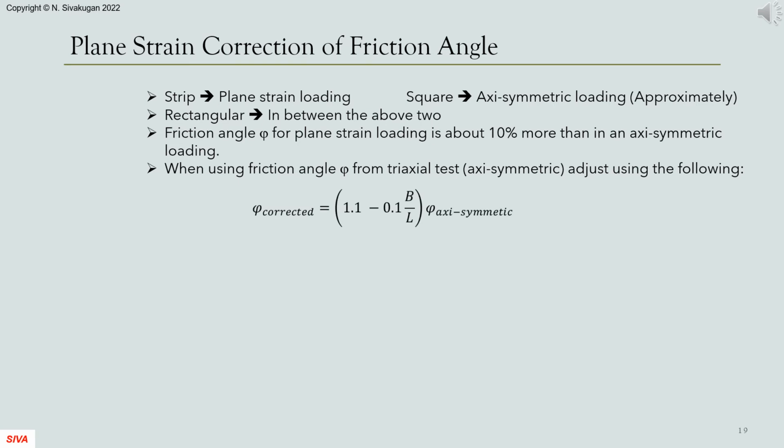The friction angle phi is about 10% larger for plane strain loading compared to axisymmetric loading. Therefore, when using friction angle from a triaxial test, for a strip footing, we should increase it by 10%. The loading beneath a rectangular footing is between that of axisymmetric and plane strain loading. The equation given here interpolates the friction angle on the basis of the footing shape given by B on L.